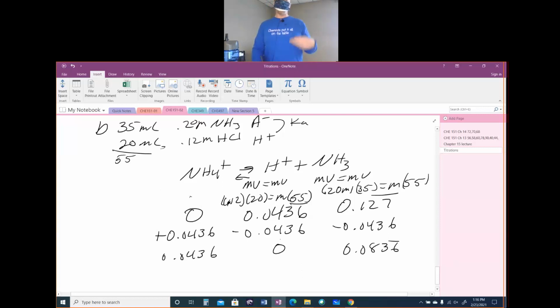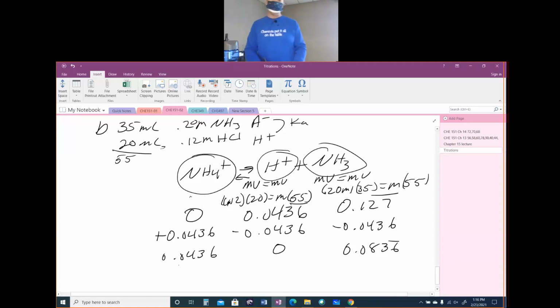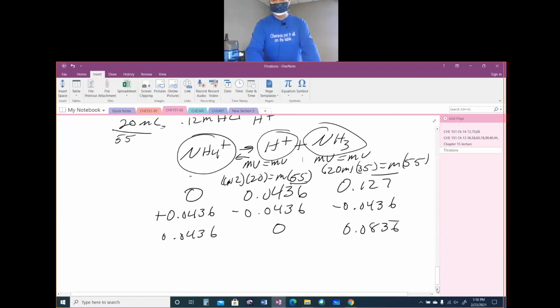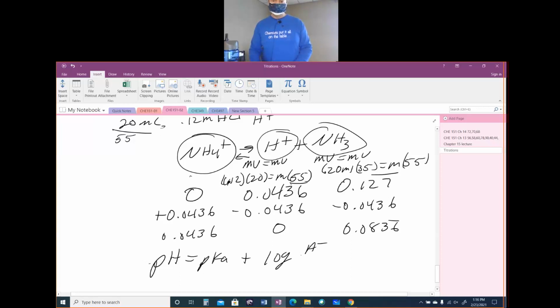So now we are prior to our equivalence point because the H plus is at 0. And so since your H plus is at 0, you have a concentration of your weak acid and a concentration of your weak base. Now you have a buffer. And once you recognize that as a buffer, you put it into the Henderson-Hasselbalch equation, where pH is equal to the pKa plus the log of A minus over HA.